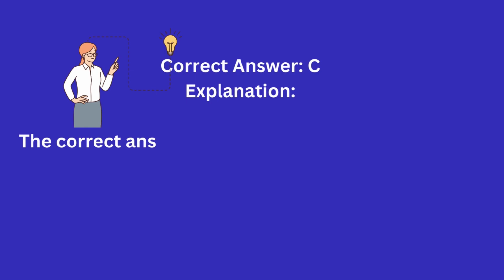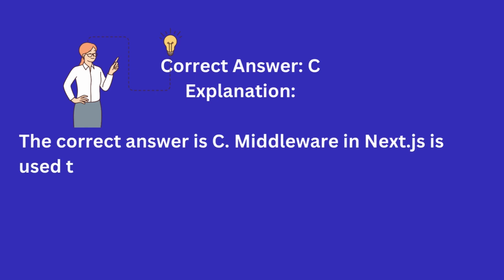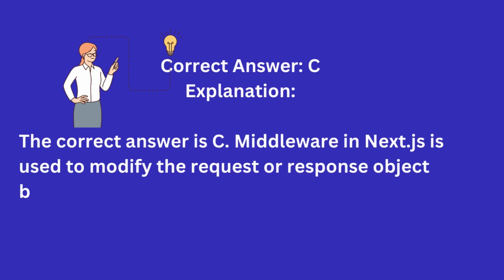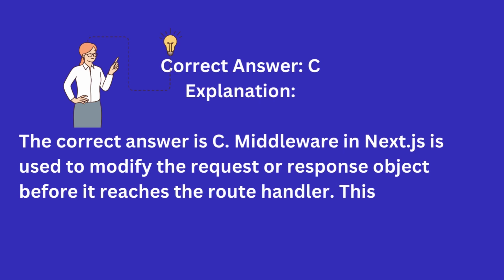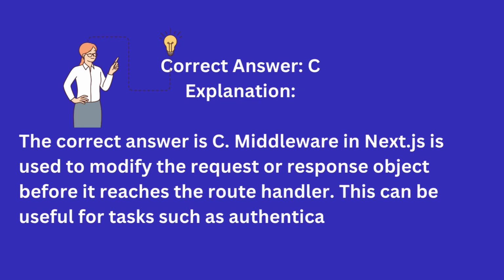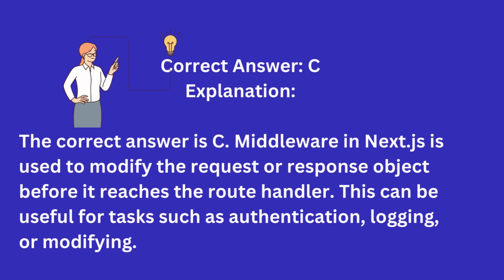Explanation. The correct answer is C. Middleware in Next.js is used to modify the request or response object before it reaches the route handler. This can be useful for tasks such as authentication, logging, or modifying.